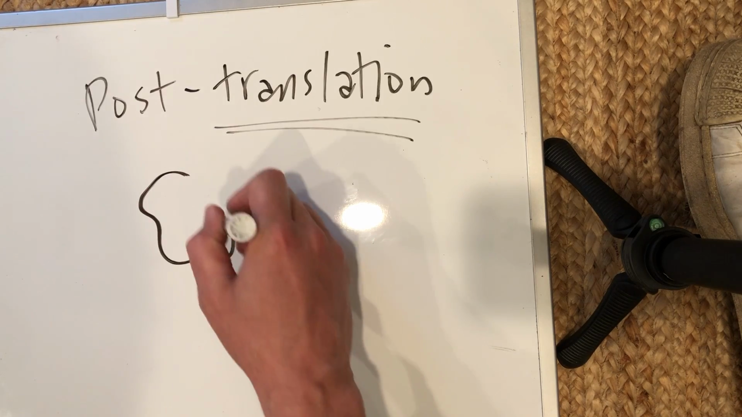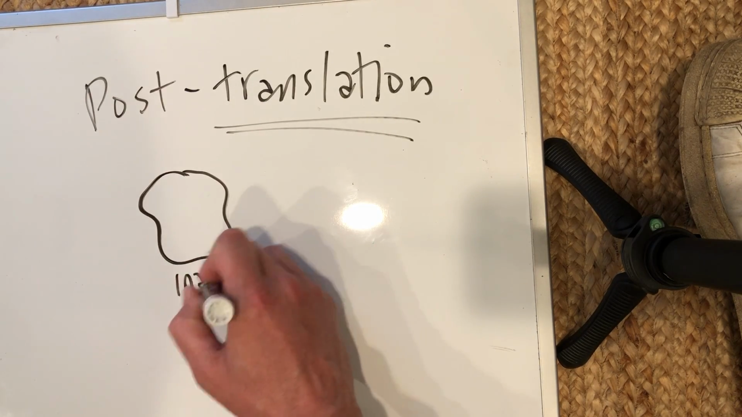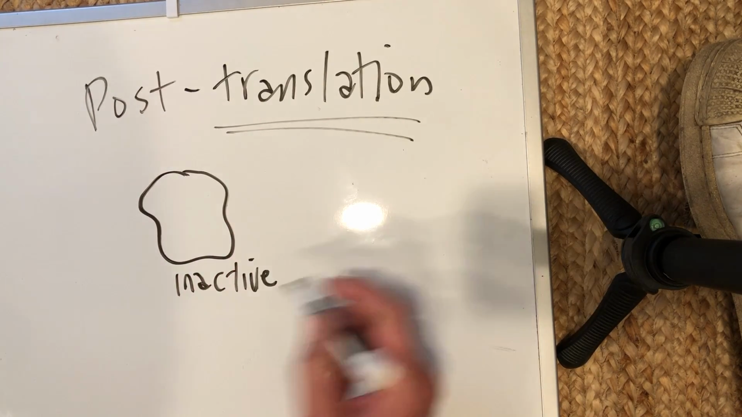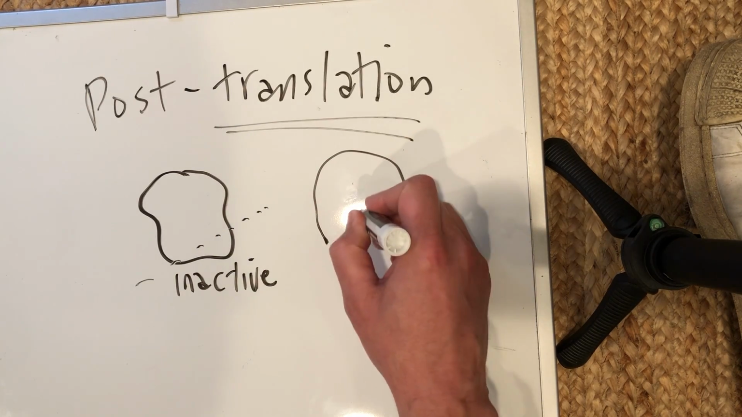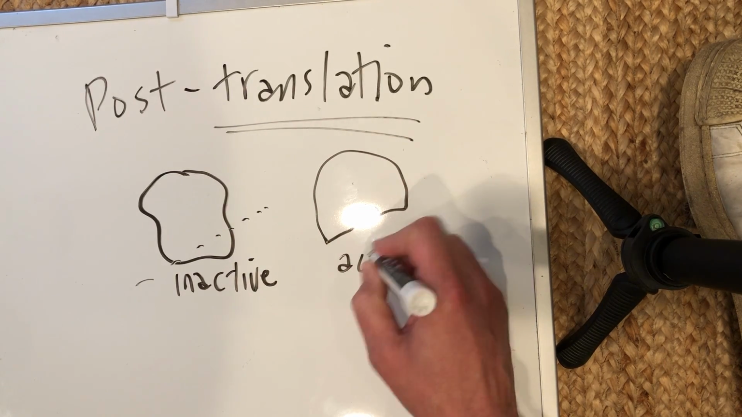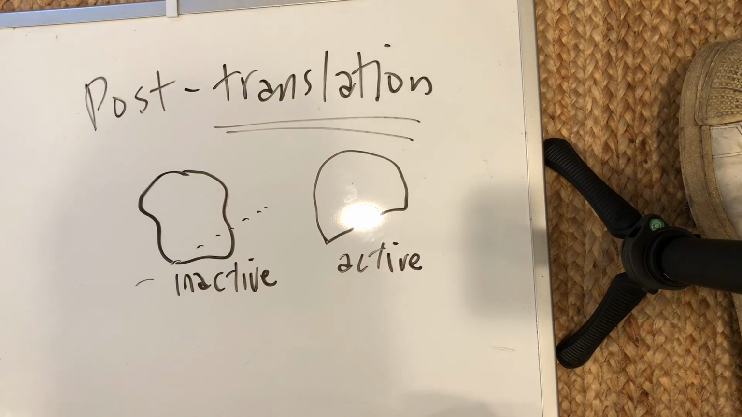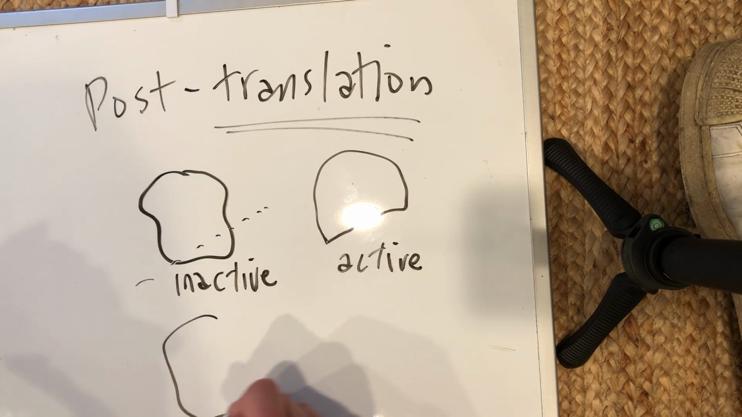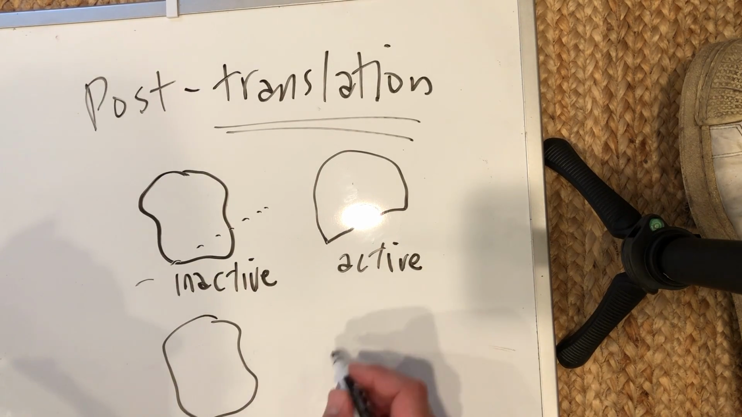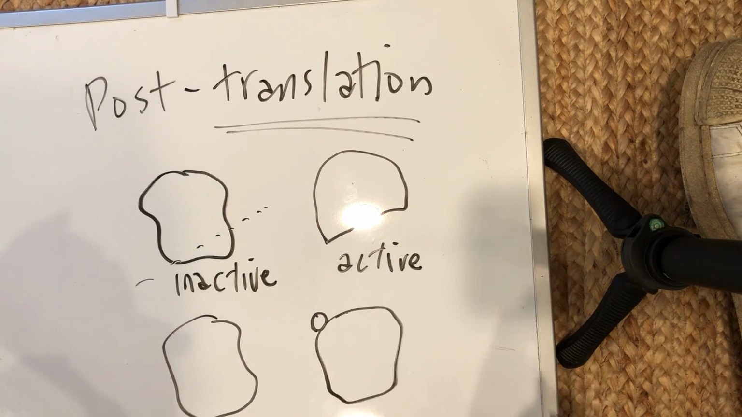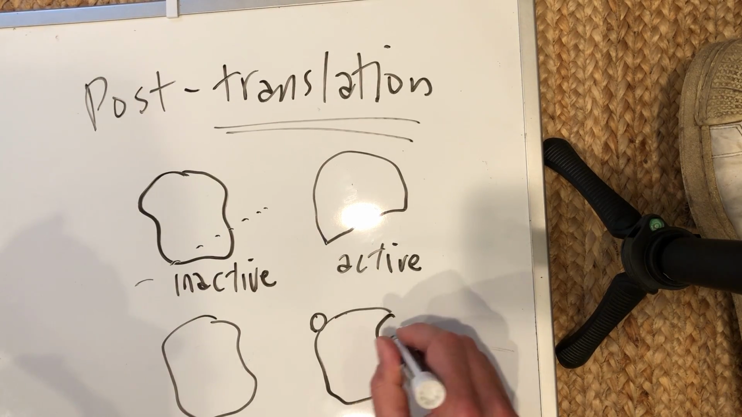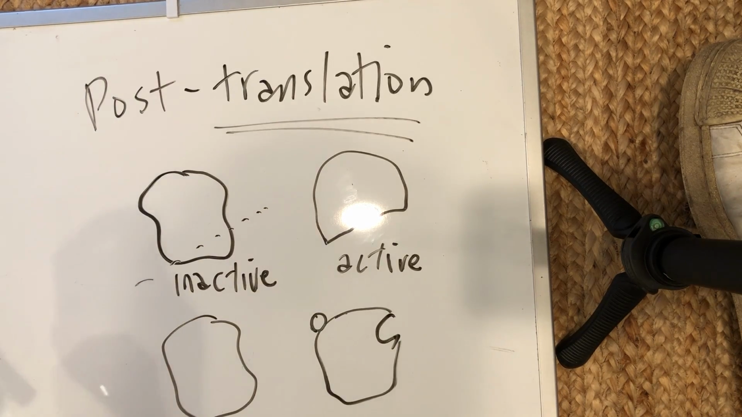So here's, let's say, an inactive protein, and then when I cleave off a section of it, it exposes a binding site, and that activates the protein. Or maybe we have our inactive protein like this, and when I attach a phosphate to it, now that opens up a binding site on the protein and it becomes active. So that's post-translational. I'll stop it right there.